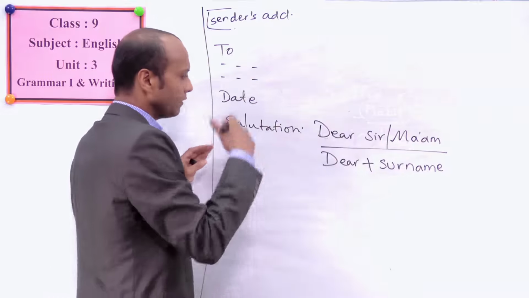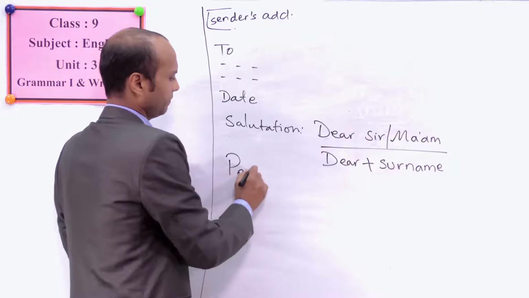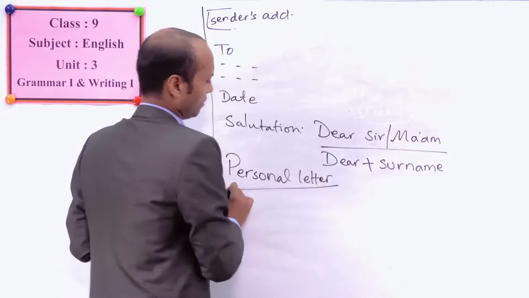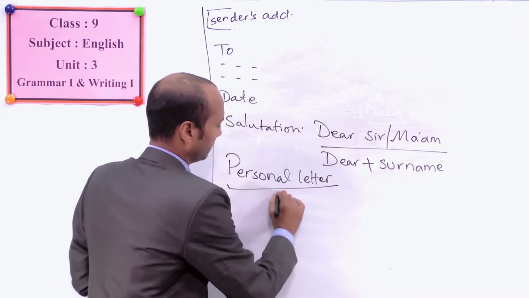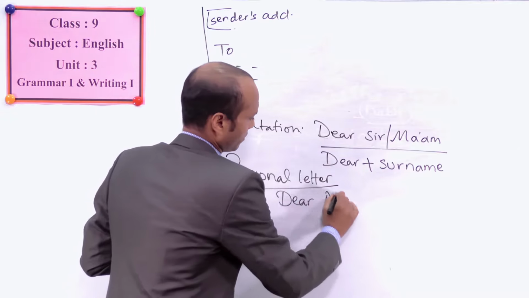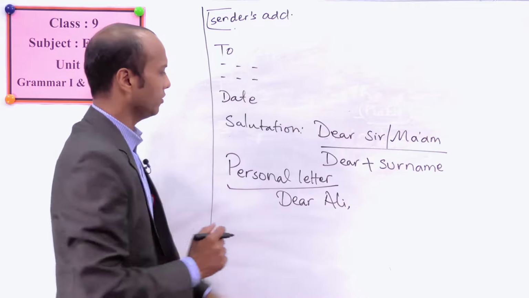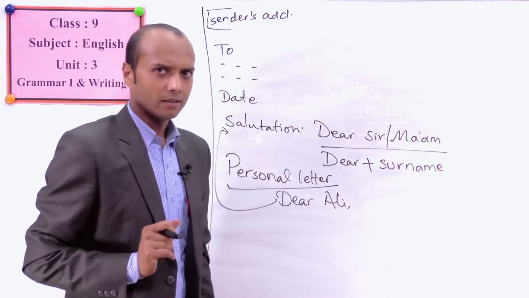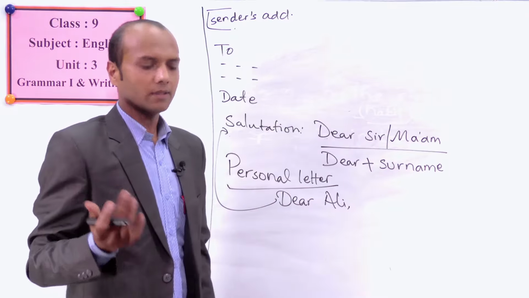If you are writing a personal letter, you can use names, for example, Dear Ali. In this way, you can just start. This is called salutation. Am I able to make it clear? Good.